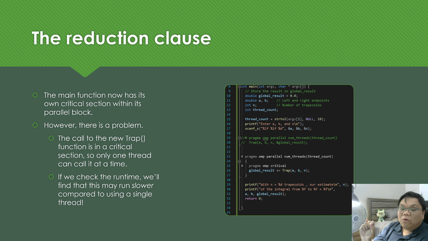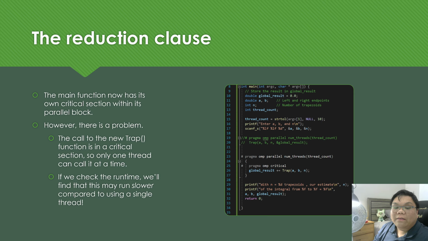But this poses a problem with how we have to call this trap function. So now we have this pragma omp parallel. We still have the parallel section in the main function, but now we have to move the critical section to the main function within the parallel section. So pragma omp parallel num_threads(thread_count), but inside that we have pragma omp critical. And then as part of the critical section, we are incrementing the global result by the trap function.